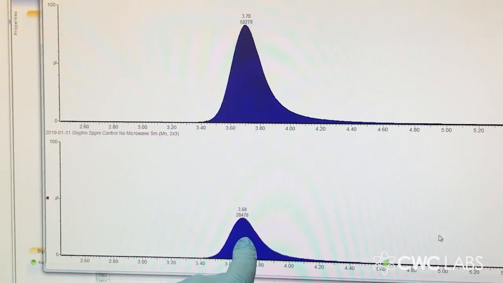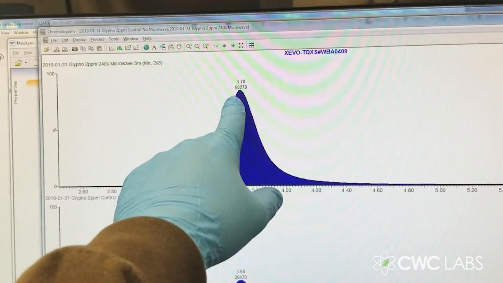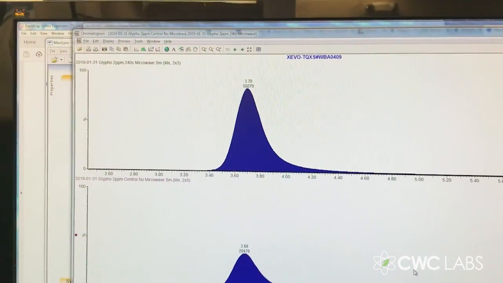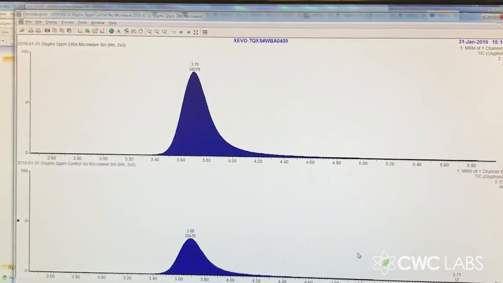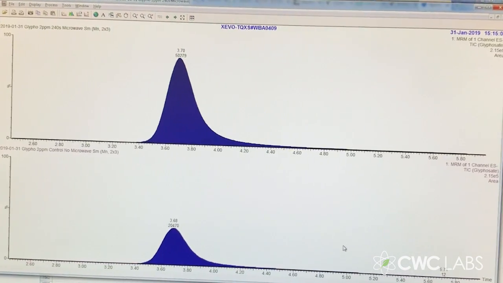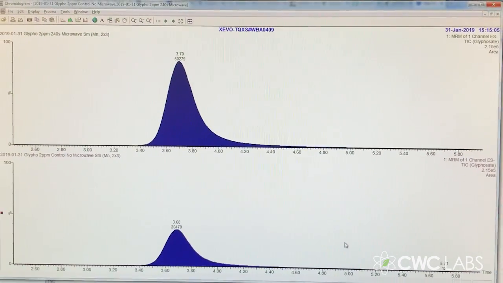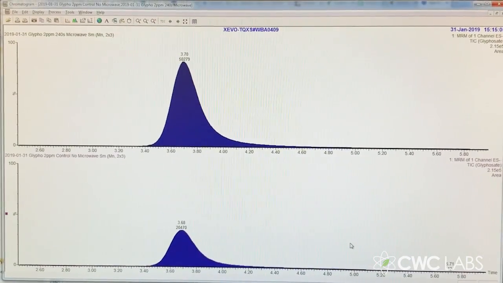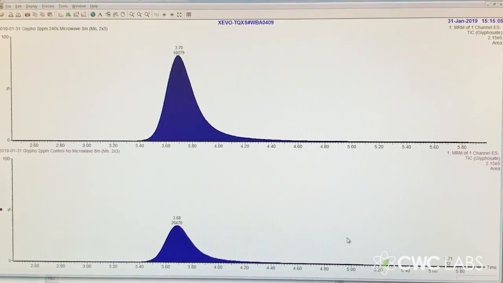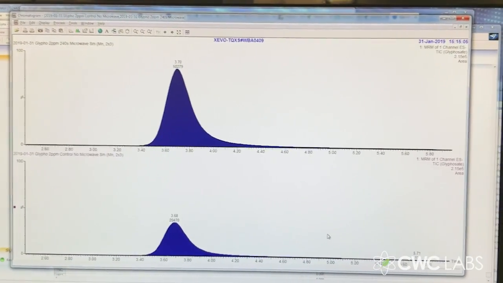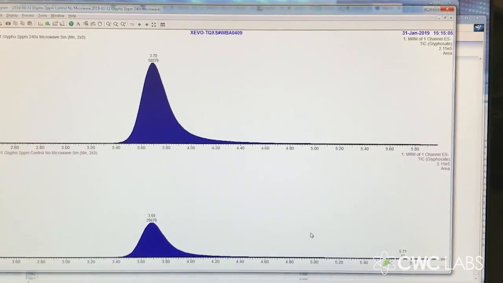20,470, original glyphosate, no microwaving. 50,279, glyphosate with microwaving. What's the conclusion, folks? Well, turns out that if you microwave your food that has glyphosate in it, the concentration of glyphosate goes up, not down. So glyphosate cannot be destroyed by microwave energy, at least not within 4 minutes, and probably never.